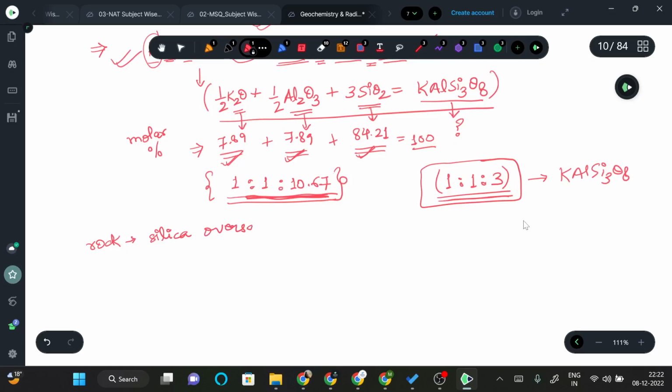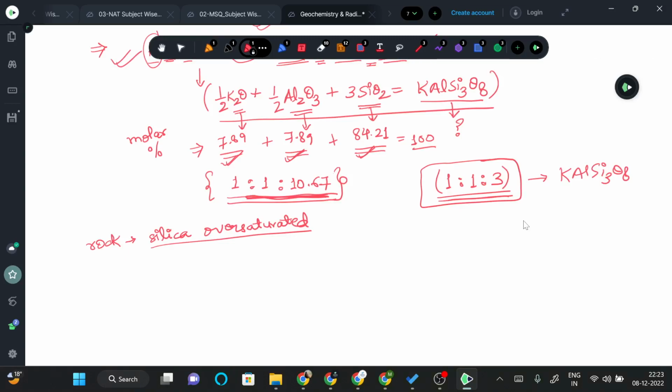So you may get questions on undersaturated silica condition, okay, or on oversaturated silica condition. All right. So if this ratio would have been 1 is to 1 is to this third value something below than 3, then it would have been silica undersaturated. Then the amount of silica that is required, the amount of silicon atoms that needs to be present to form K feldspar would have been less than what that is required. So that means it is undersaturated in silica. Here it is oversaturated in silica.